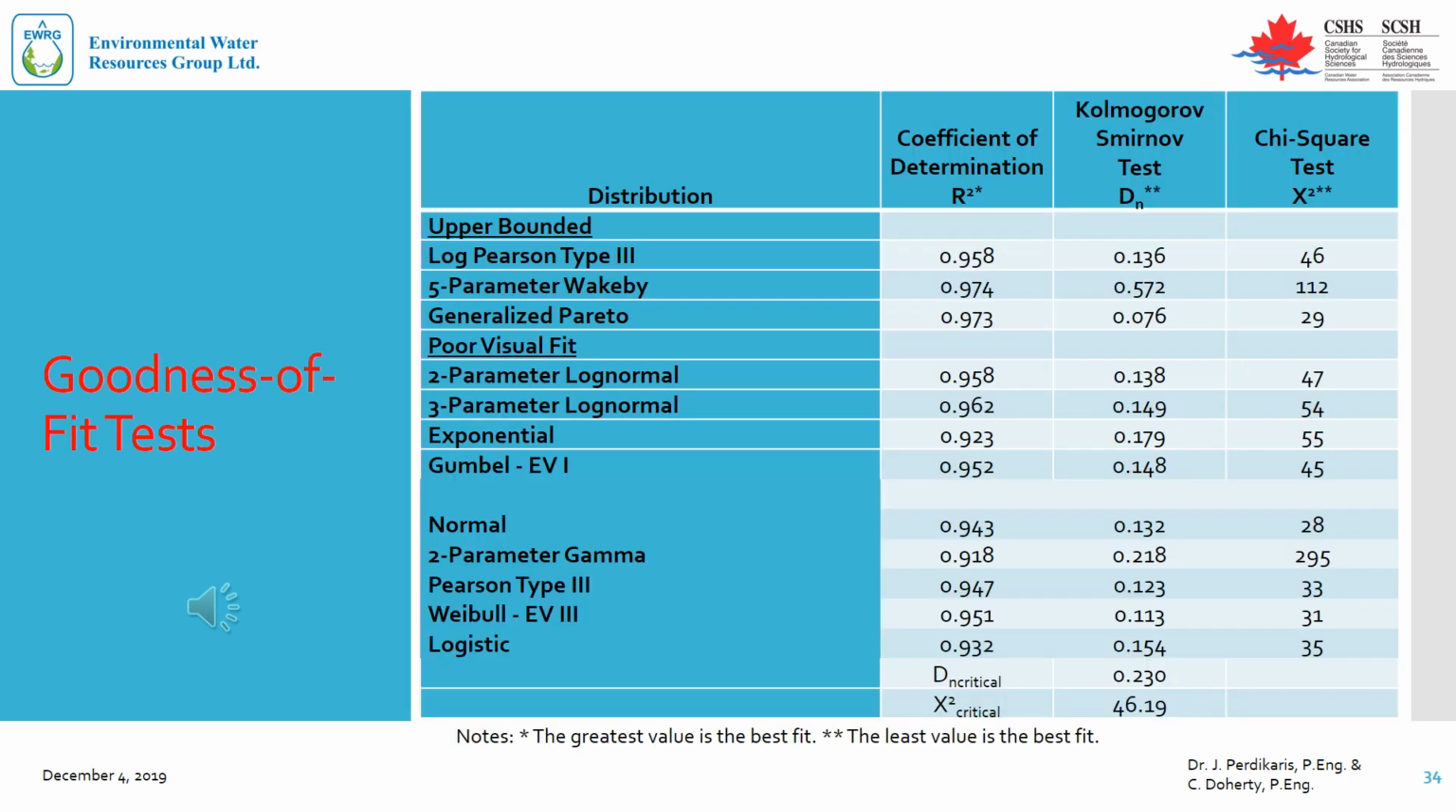The following table lists the results of the goodness of fit tests for the different frequency distributions. The goodness of fit tests include the coefficient of determination, the Kolmogorov-Smirnov test, and the chi-square test. In the case of the coefficient of determination, the greatest value is the best fit. For the Kolmogorov-Smirnov test and the chi-square test, the least value is the best fit.